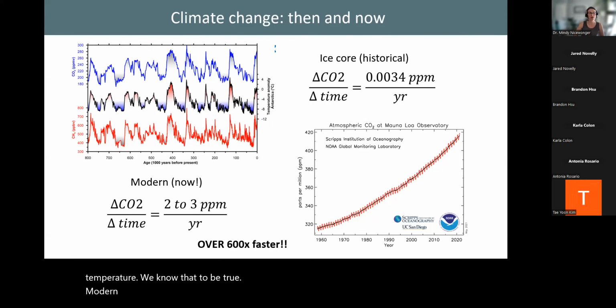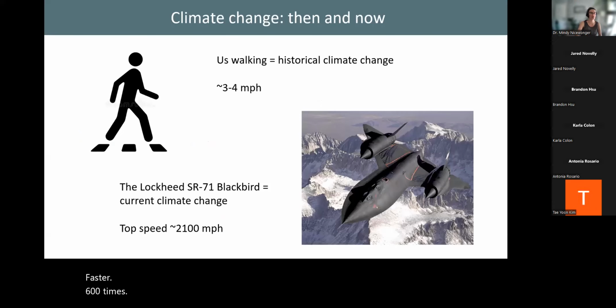Modern change in CO2 is about 2 to 3. It's more like 3 now, closer to 3 parts per million per year. That's more than 600 times faster. 600 times. Okay, what does that mean? I mean, 600 is a lot.